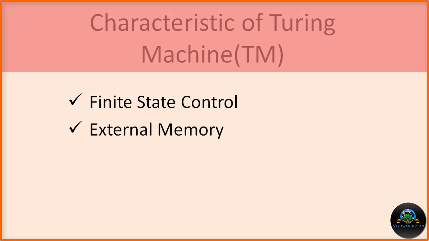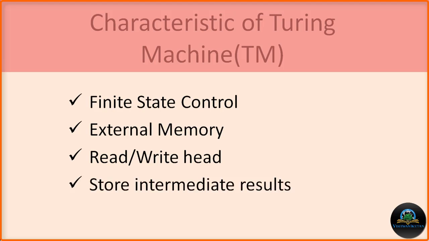Second characteristic it should have is external memory. It should have one-dimensional infinite memory so that we can store any large amount of data on the tape. Third characteristic which the machine should have is a read and write head. As we can read the data from the tape, it should have the ability to write data on the tape.